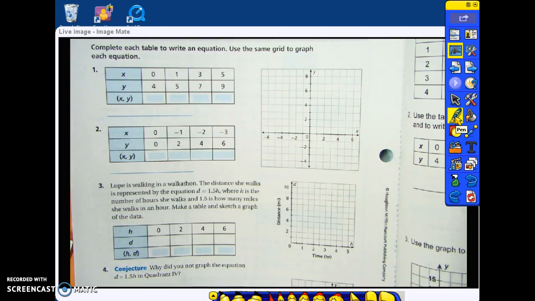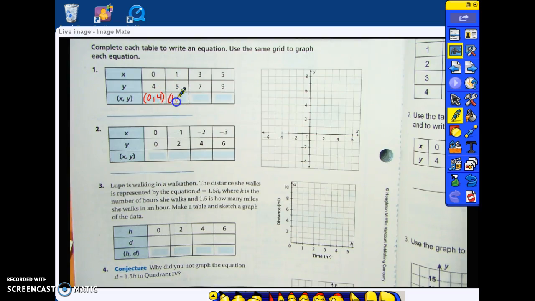Okay, page 248 in your book has some practice on completing tables and writing equations. So, here's what we're going to do. Number 1, x is our input, y is our output. So, we are going to make an ordered pair using these points. 0 is our x, 4 is our y.